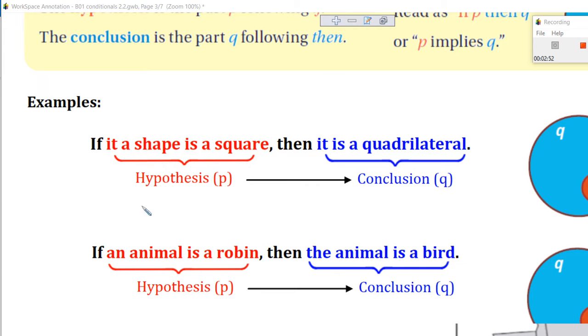If an animal is a robin, then the animal is a bird. So we can use conditionals even outside of math, just like we saw in the previous one with the states and the cities. Here, the animal's a robin is your hypothesis, the animal's a bird is your conclusion. And this one is also true because a robin is a type of bird.